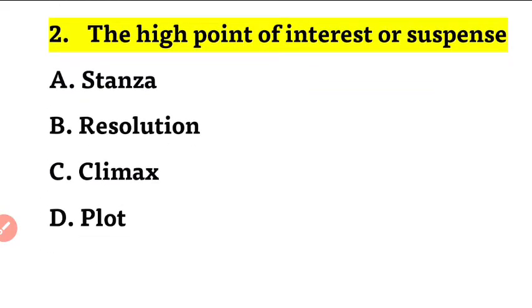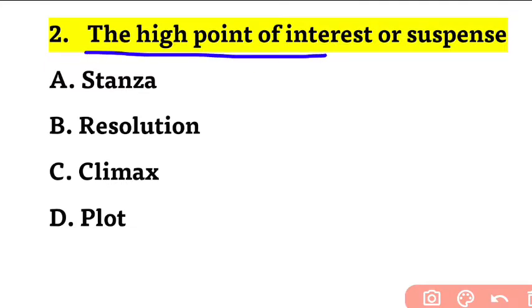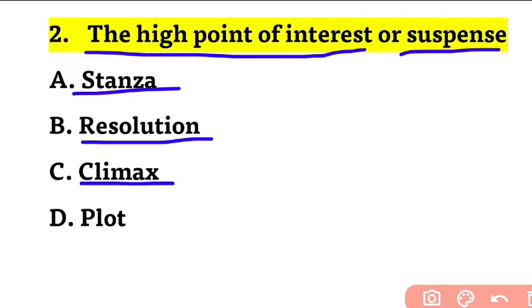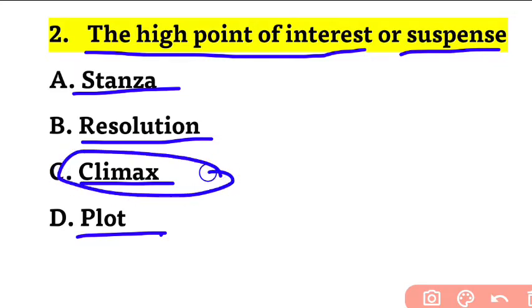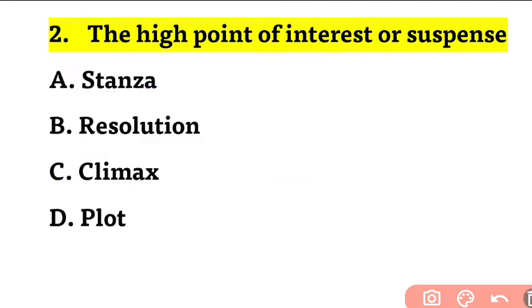Next question. The high point of interest or suspense. Options: stanza, resolution, climax, plot. What will be the answer? The answer will be climax. The high point of interest or suspense is called climax.